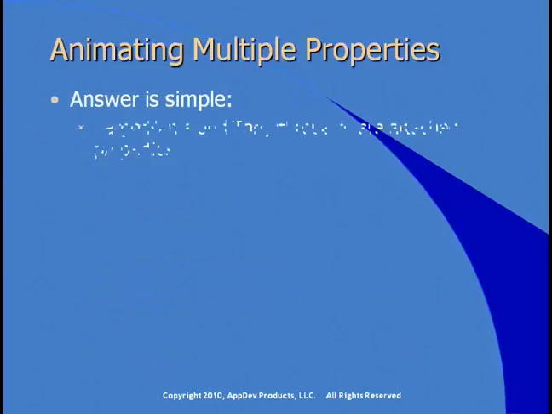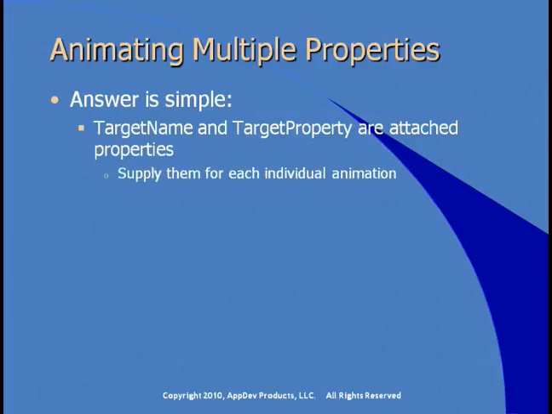How do we solve this? The answer is simple. All you have to do is take the target name and target property properties and treat them as attached properties. Supply them for each individual animation rather than at the storyboard level. Let's look at an example that has multiple animations and moves the target name and target property properties to the animation element rather than placing them at the storyboard element.